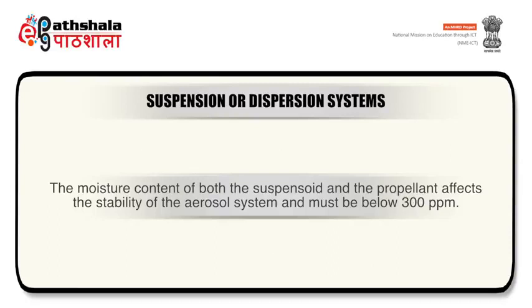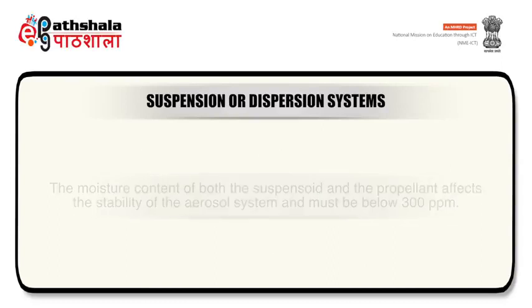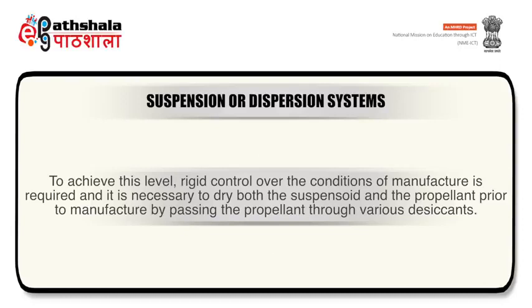Moisture content of both the suspensoid and the propellant affects the stability of the aerosol system and must be below 300 ppm. To achieve this level, rigid control over conditions of manufacture is required, and it is necessary to dry both the suspensoid and the propellant prior to manufacture by passing the propellant through various desiccants.